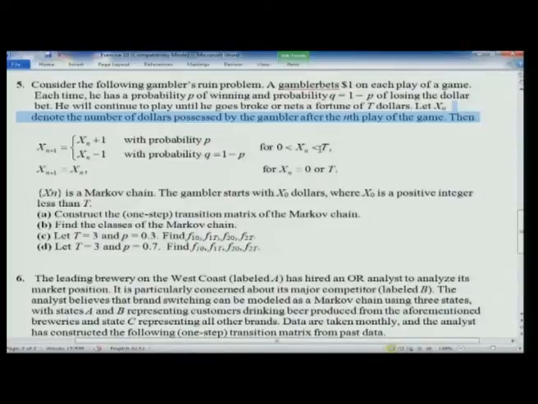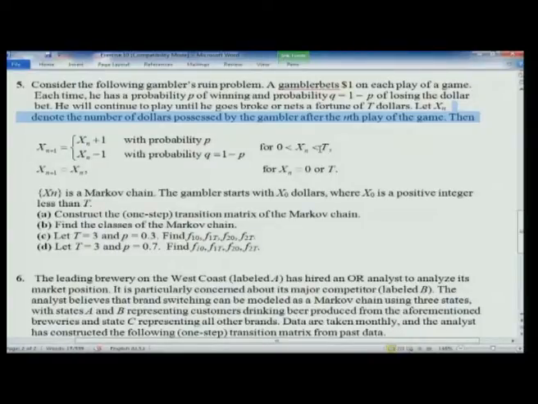Construct the one step transition matrix of the Markov chain. So, this you will have to write down, and you can see that it will only be one step forward or one step backward; the other entries will be zeros. Now, find the classes of the Markov chain, which I have already told you.